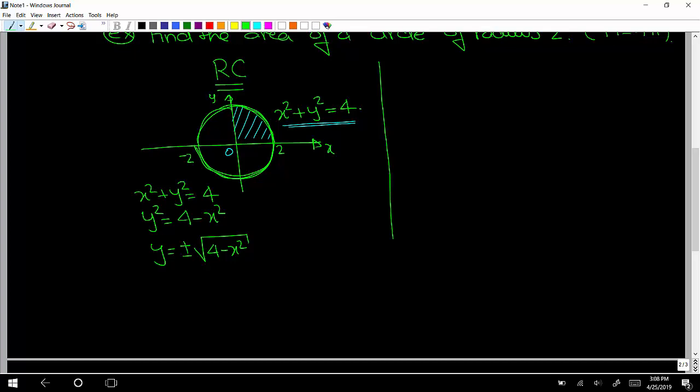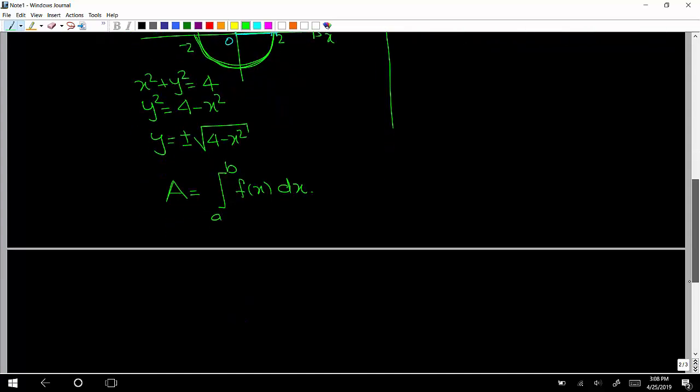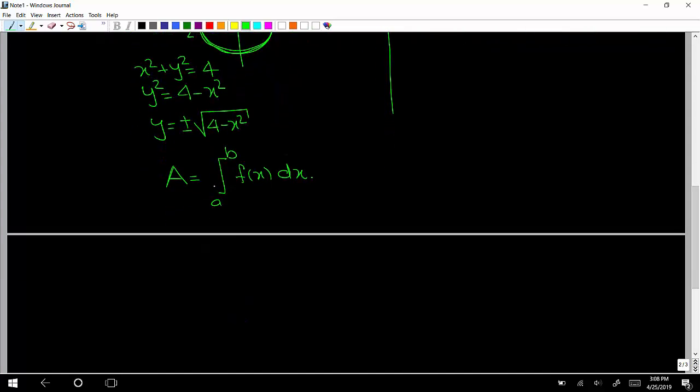Okay. So in our case, this piece here, color it blue, that piece is given by y is equal to the square root of 4 minus x squared. Okay. Now, how do I find the area? Well, the formula for area in calculus is the integral from a to b of f of x dx, where f of x is the curve that you're working with, and you're trying to find the area under that curve.